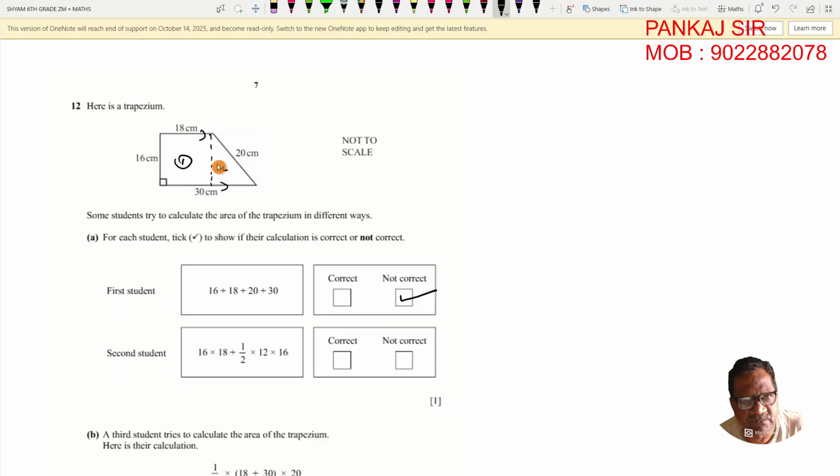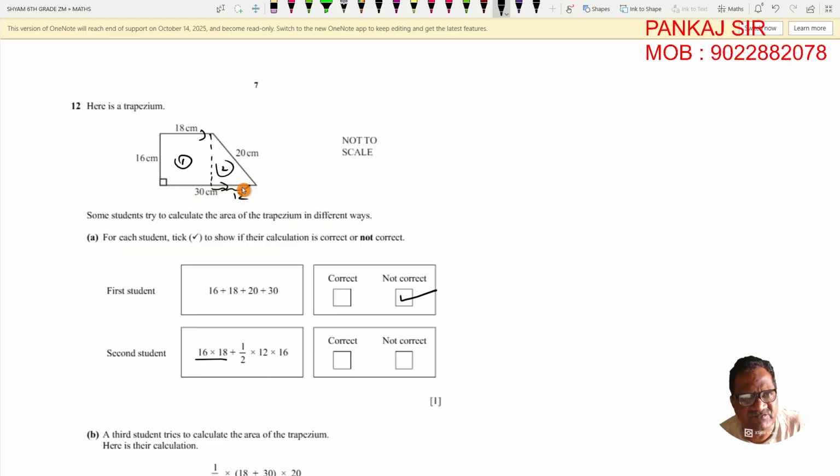1 and 2. So one part is a rectangle. So the area of the rectangle can be 16 into 18. So this is representing my area of the rectangle, 16 into 18. Then you have a triangle whose base will be, this is 30 and this is 18. So 30 minus 18 is nothing but 12. So this has to be 12.